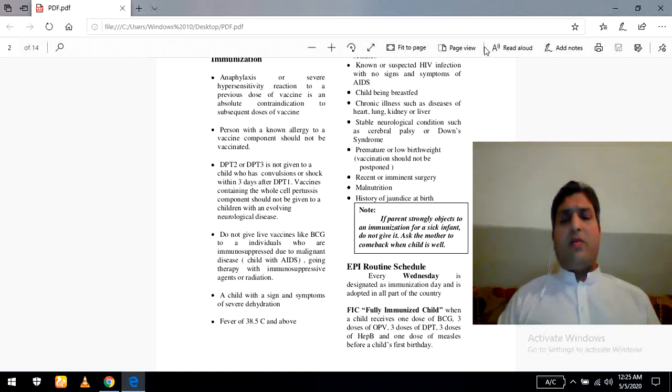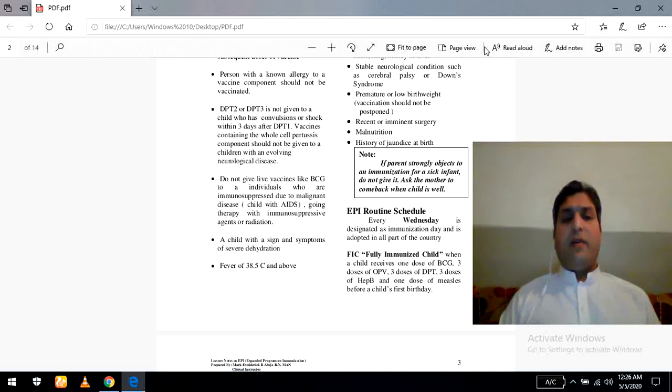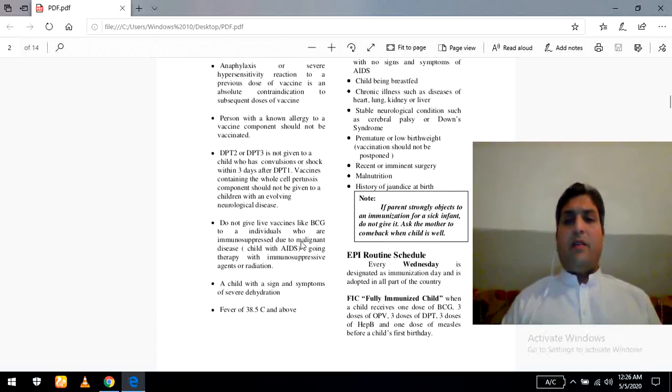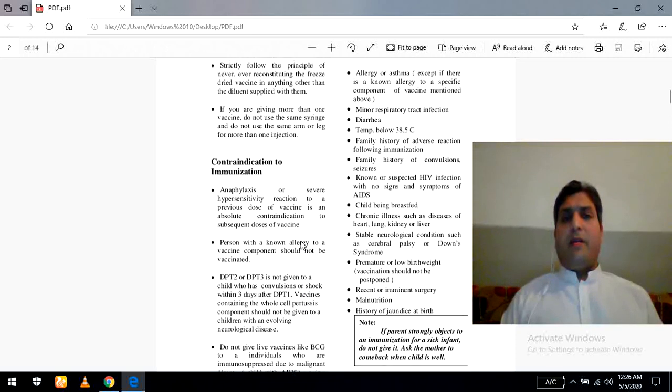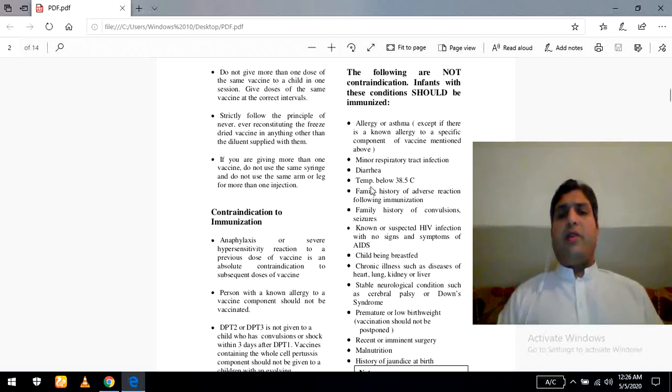And BCG, which is one of the starting vaccines in case of children, if they are immunosuppressed, this vaccine should be avoided. And if a child is suffering from severe dehydration, and on the same side the child is also suffering from elevated body temperature, in these circumstances I think we have to avoid the immunization program or certain respective vaccine of the respective schedule.